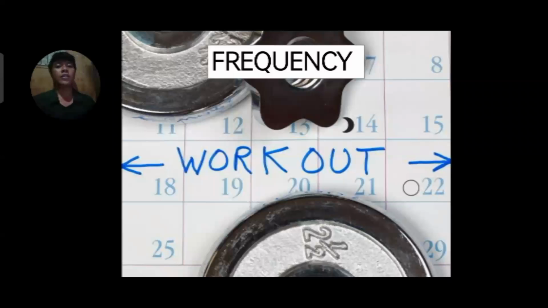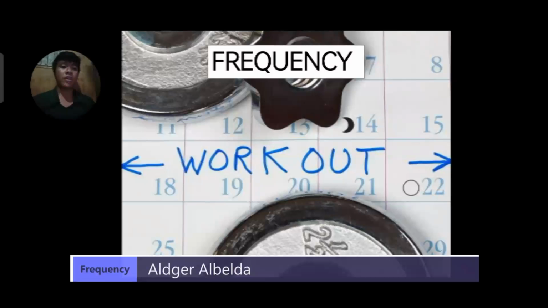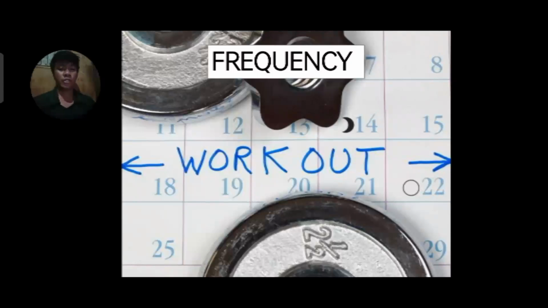Hello, everyone. My task for today is to explain to you the letter F in the word FITT. F stands for frequency. So what is frequency? Frequency is from the root word frequent. Frequent is how often you're doing something, or doing something repeatedly.